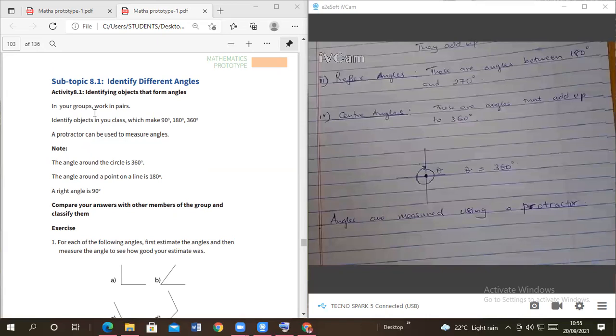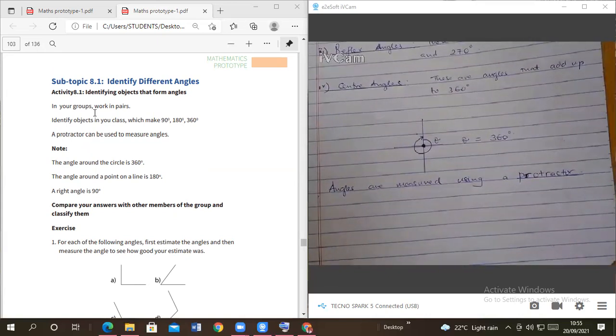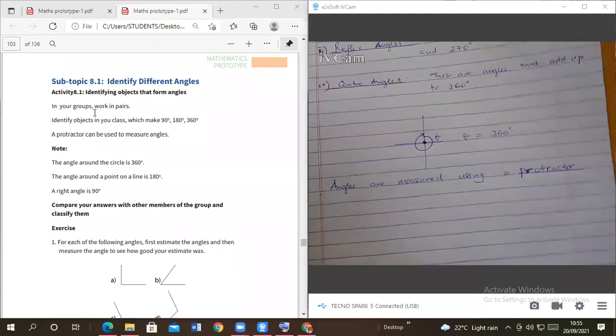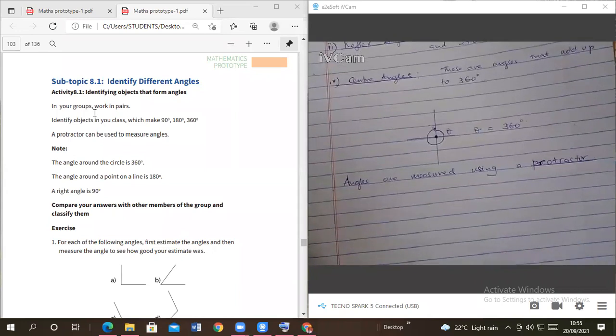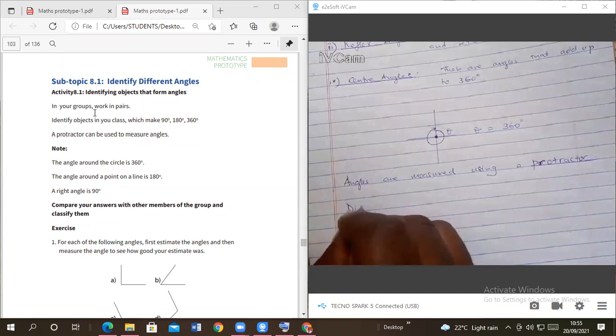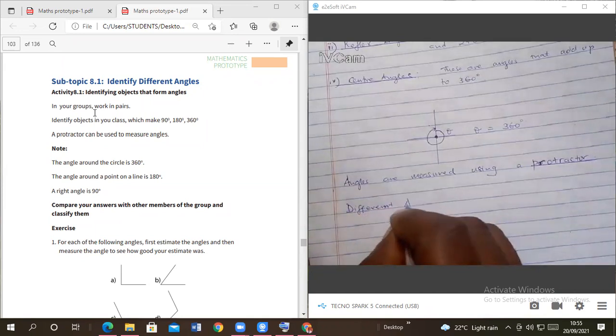So we are going to be able to identify different angles. We should be able to identify different angles. So we are going to look at those different angles. The first one that you gave me is what we call the right angle. Do you remember the right angle? So let us look at different angles.